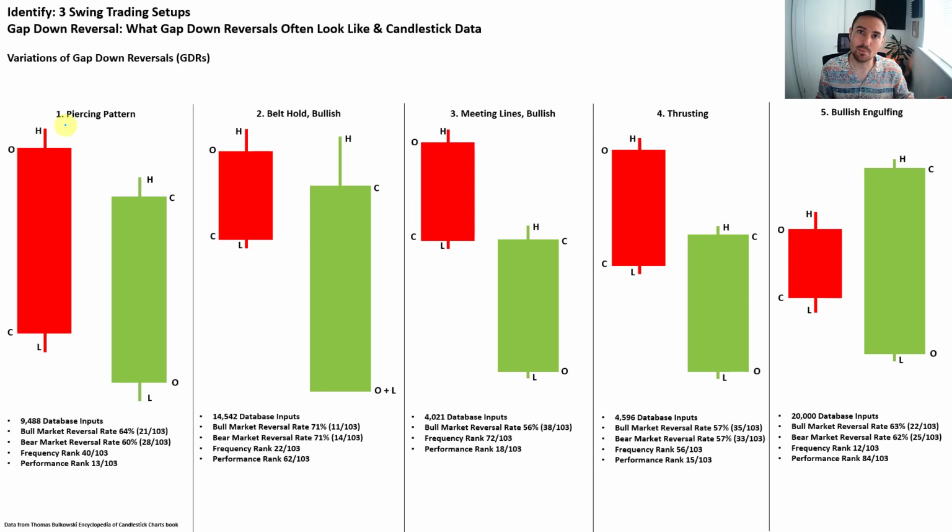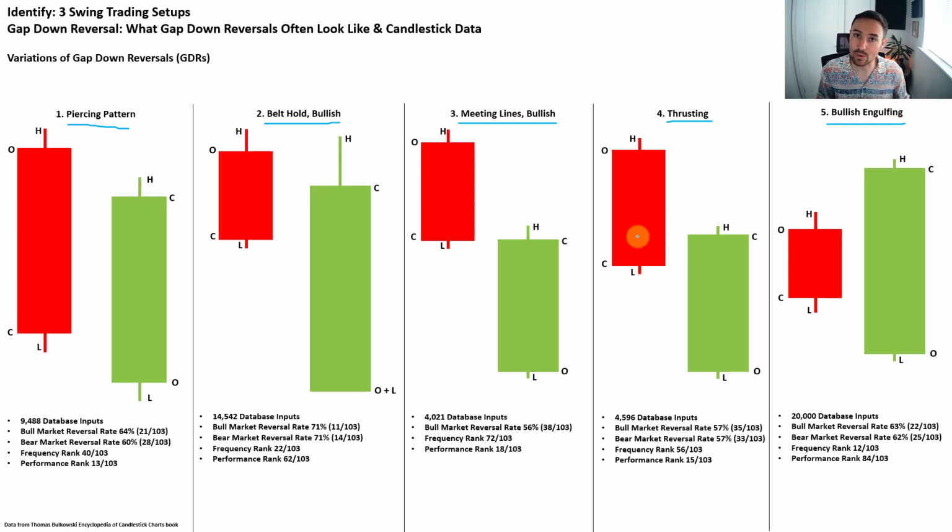Now this is made up of 5 main variations of common Japanese candlesticks, which are known as a piercing pattern, a belt hold bullish, a meeting lines bullish, a thrusting pattern, and also a bullish engulfing candlestick. You may have heard of some of this terminology before, such as a bullish engulfing candlestick.